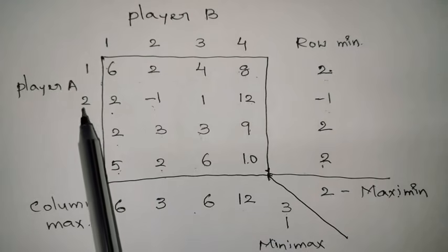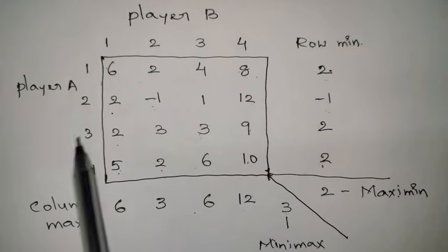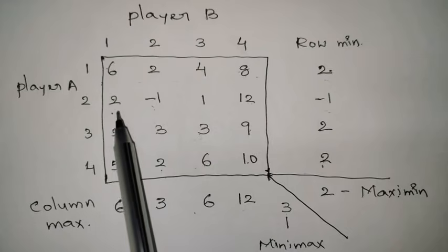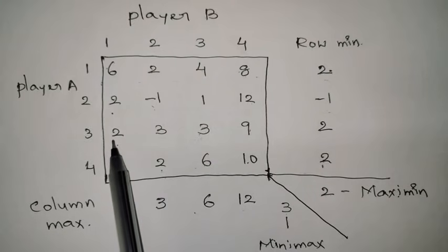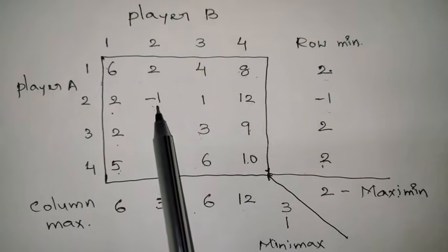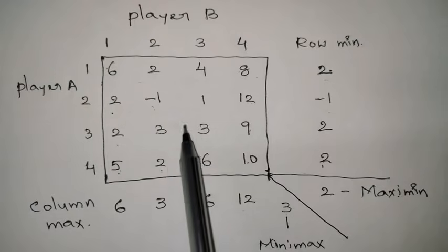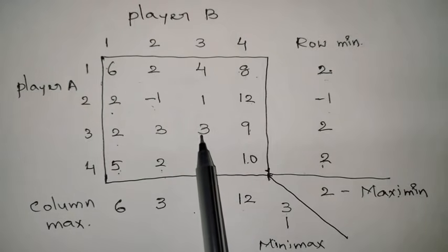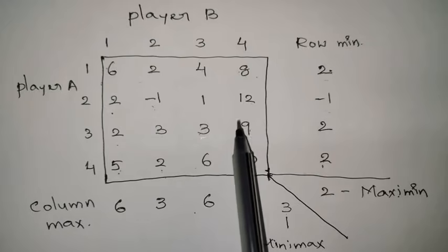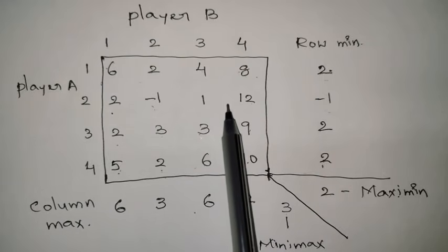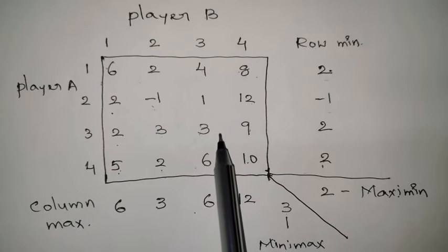Now I am taking rows 2 and 3. Compare the values. 2, 2: both are equal. Minus 1, 3: row 3 is higher. 1, 3: row 3 is higher. 12, 9: row 2 is higher. So row 2 is not completely dominating row 3. It is not a possible combination.